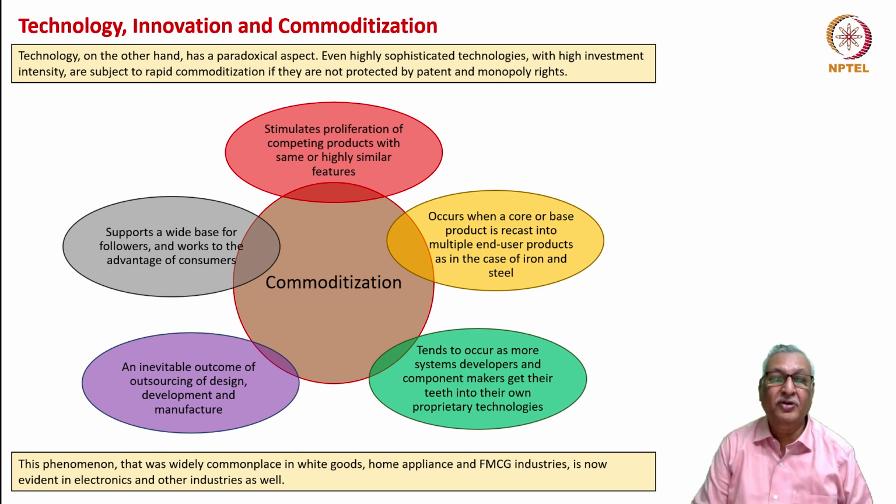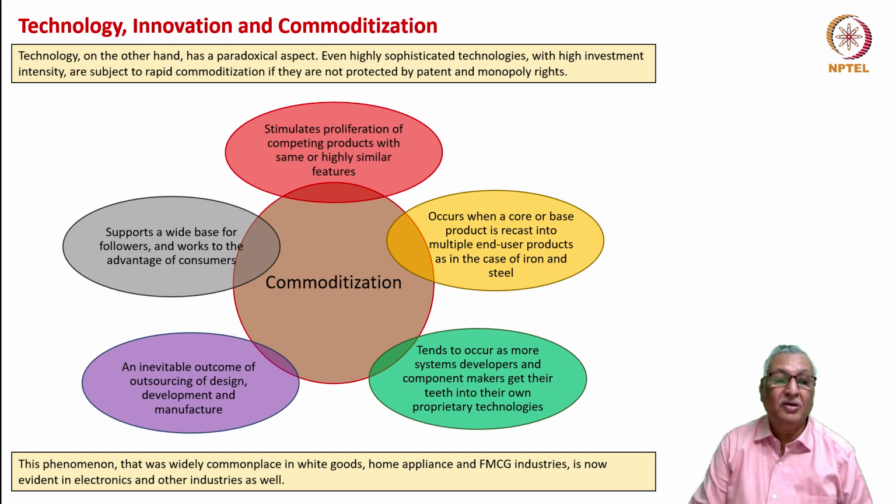It stimulates proliferation of competing products with same or highly similar features. Commoditization occurs when a core or base product is recast into multiple end-user products, as in the case of iron and steel. Commoditization also tends to occur as more systems developers and component makers get their teeth into their own proprietary technologies.